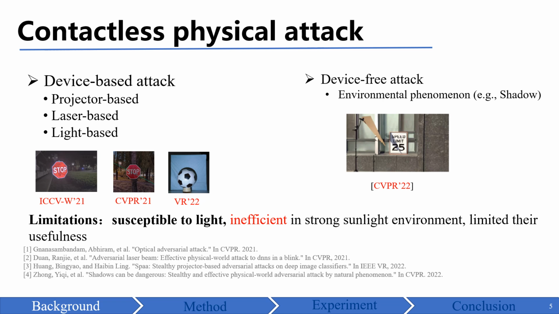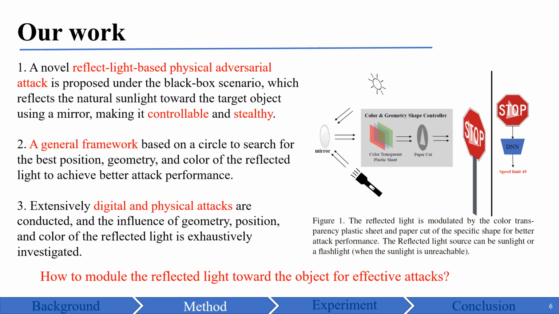Despite the development, existing optical-based attacks show limitations under intense light, which makes them inefficient in such conditions. To solve the above issues, we propose a novel reflected light attack. To obtain better attack performance, we use a color transparent plastic sheet and paper cut to modulate the reflected light's color and geometry. So, how to modulate the reflected light toward the object for effective attacks?